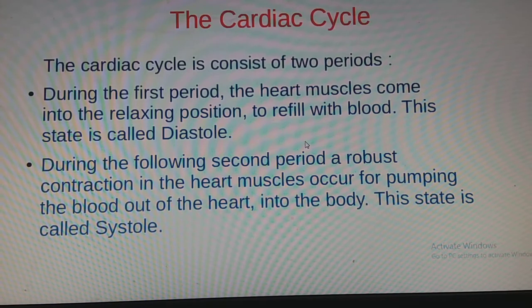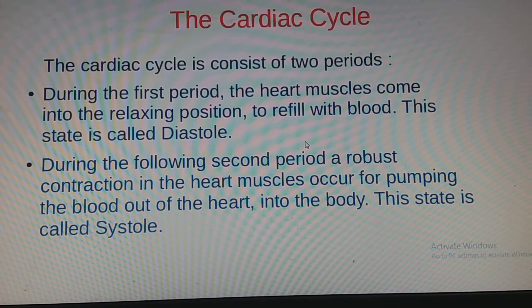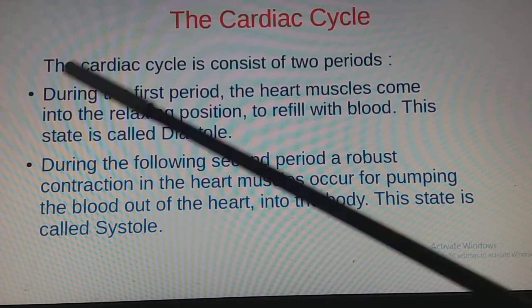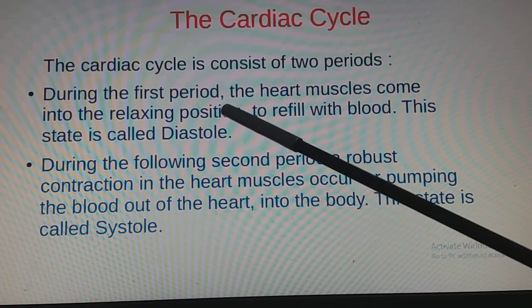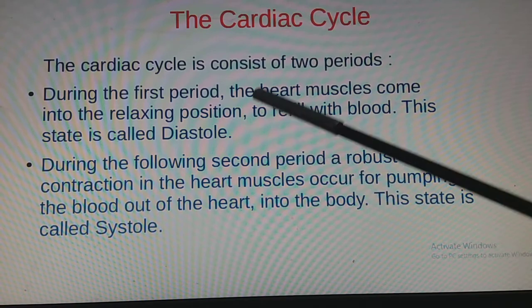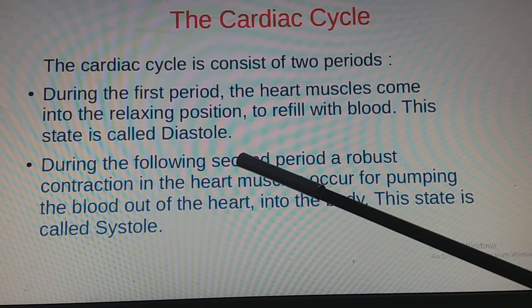Now moving forward comes the cardiac cycle. We all know that the heart functions by beating. One beat is one cardiac cycle. The cardiac cycle consists of two periods. During the first period, the heart muscles come into a relaxing position to refill with blood. This state is called diastole.